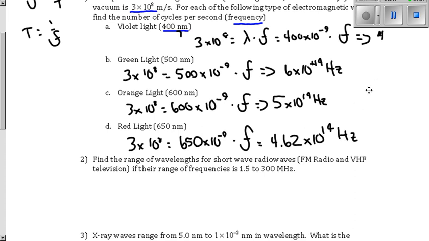Now all of these can be expressed in terahertz. For example, this one would be 462 terahertz, okay, which is actually the more common way to express the wavelength of, or the frequency of light.